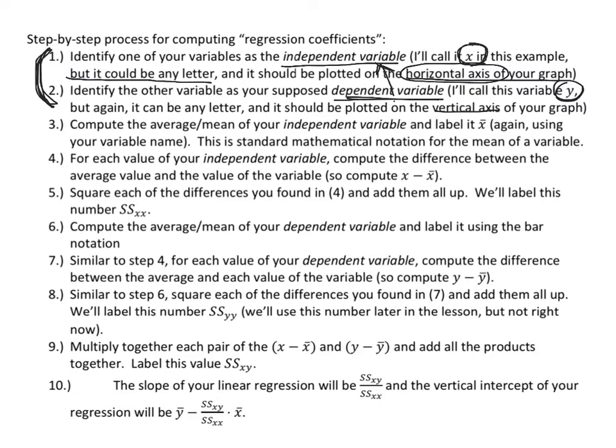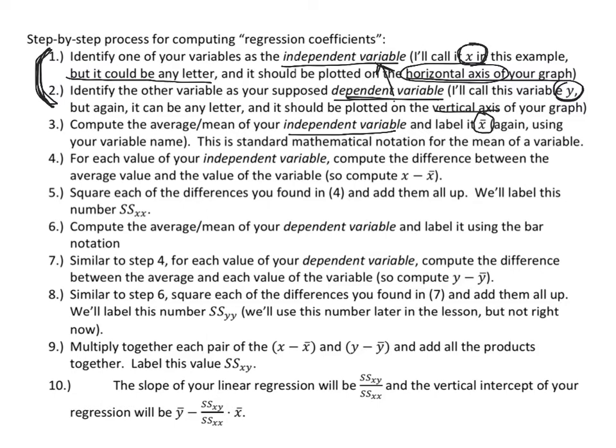The third step is you need to compute the average or the mean of your independent variable, and you're going to label it x bar. Now again, if you're using a different variable name, maybe you're calling it t bar or p bar, I'm going to use x bar right here. This is the standard mathematical notation for the mean or the average of a variable.